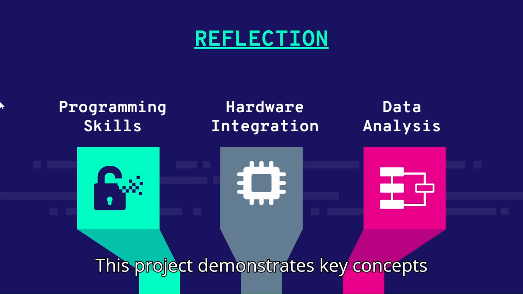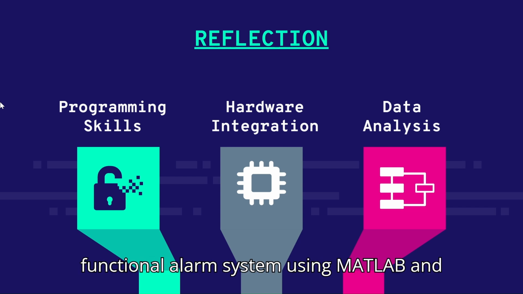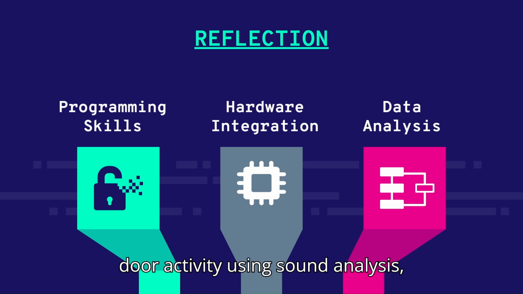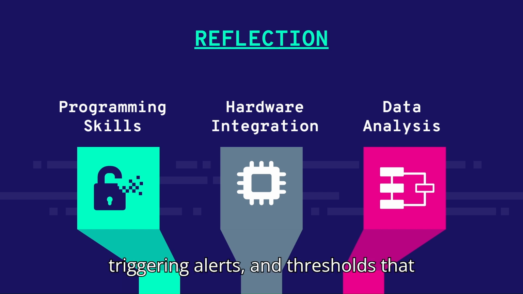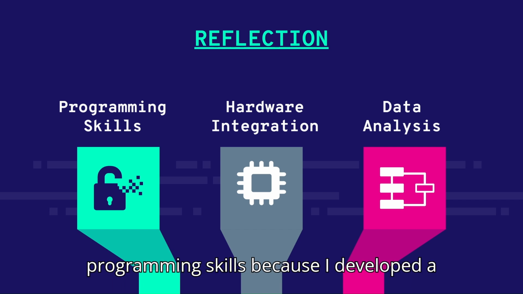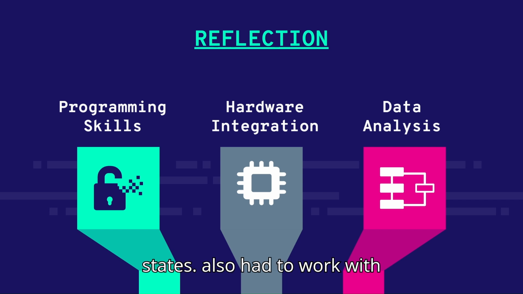This project demonstrates key concepts from EECS 101 because it implements a functional alarm system using MATLAB and Arduino. The system successfully detects door activity using sound analysis, triggering alerts when thresholds are exceeded. I used different programming skills because I developed a state machine to manage arm and disarm states.